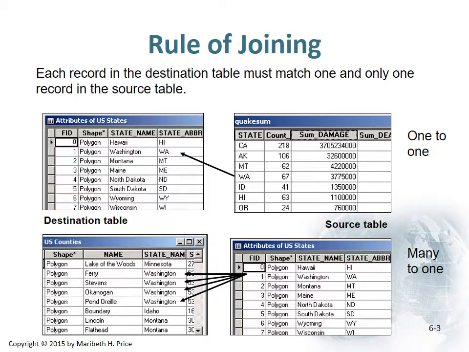A join can also be what we call a many-to-one cardinality, where one record in the source table matches many records in the destination table. The way to think about this is using the example here with the U.S. counties on the left and the attributes of U.S. states on the right. We have multiple counties in Washington state, and we're going to apply the information from the states table to each county. So that's, again, the cardinality many to one. There are many records in the destination table, but they all match to only one record in the source table.